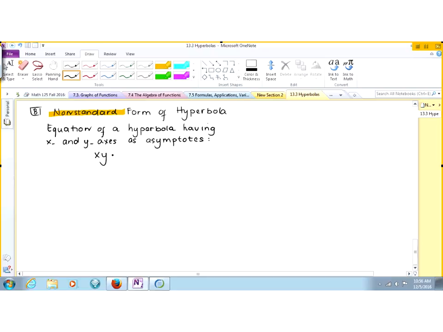So it is of this form: xy is equal to k. So for example, maybe xy is equal to 4 or xy is equal to negative 4. Those are examples. So the x and y axes are their asymptotes. So we're going to graph those.